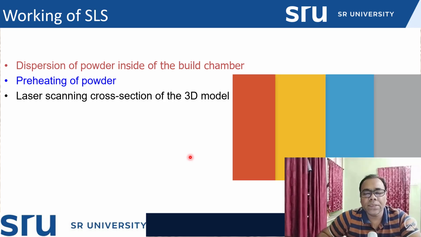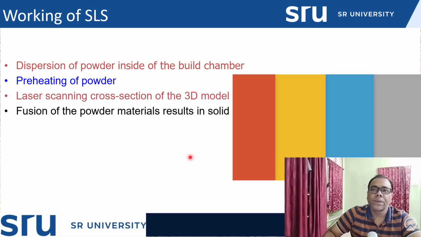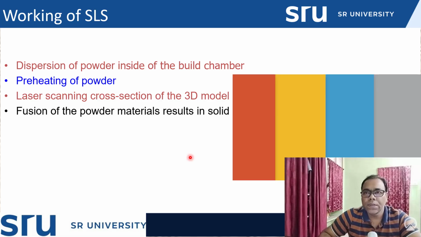The laser scanner will move across the scanning system so that only the areas in which our CAD model is designed will be scanned. Once scanning takes place, the heat energy of the laser system is transferred to the powder. The powder will be heated, and partial melting will start.